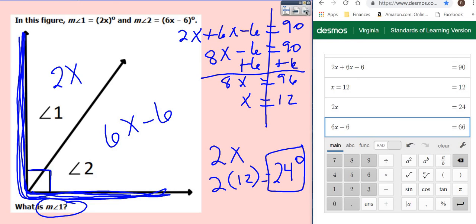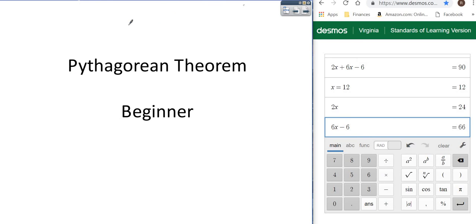All right? So let's see what our next problem is. We're off to the Pythagorean theorem for beginners. That'll be our next video.